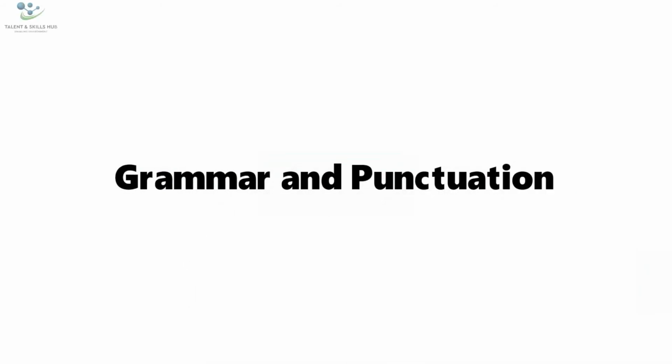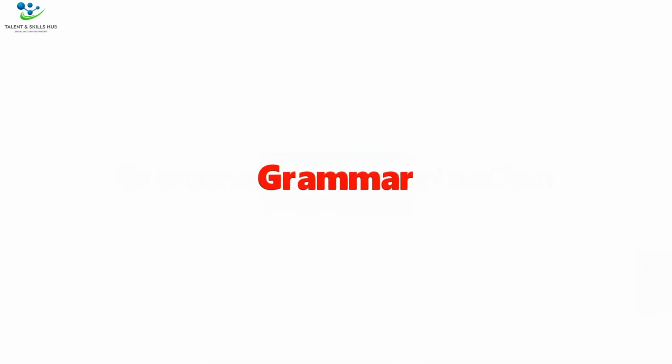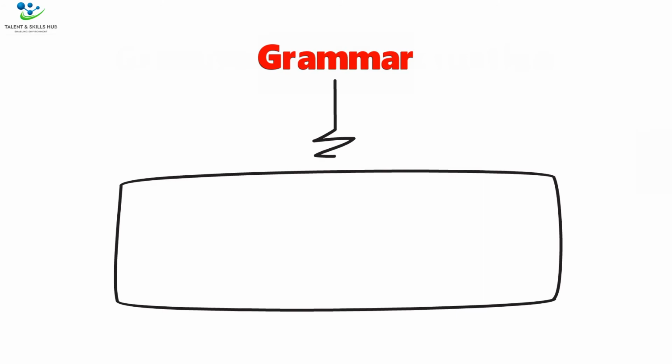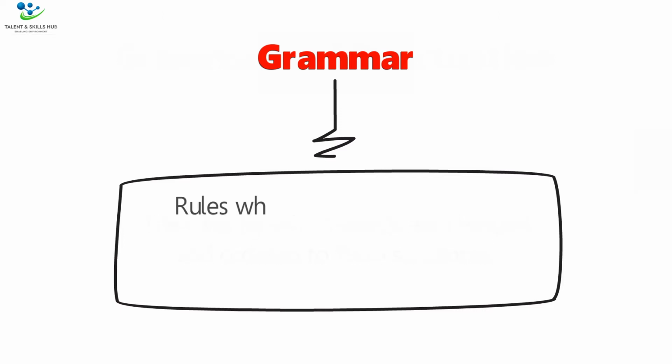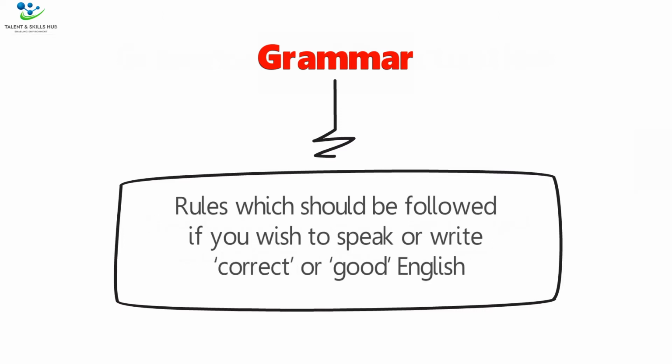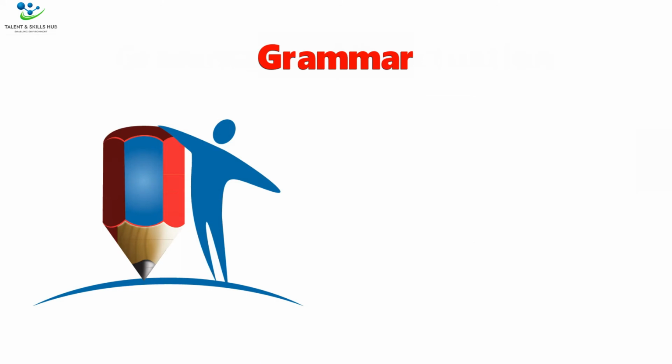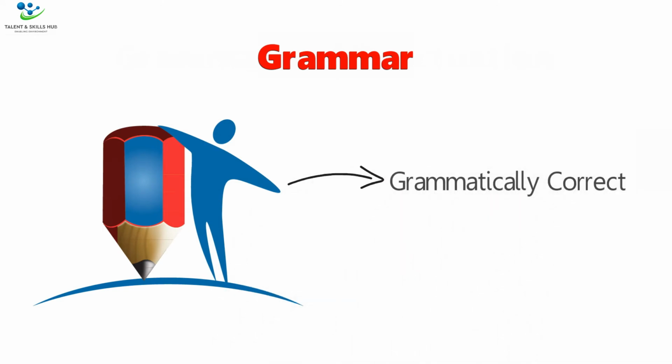Grammar and punctuation. Grammar. Grammar can be defined as the rules by which words are changed and ordered to form sentences. It sets out rules which should be followed if you wish to speak or write correct or good English. One of the basic requirements of academic writing is that it should be grammatically correct.